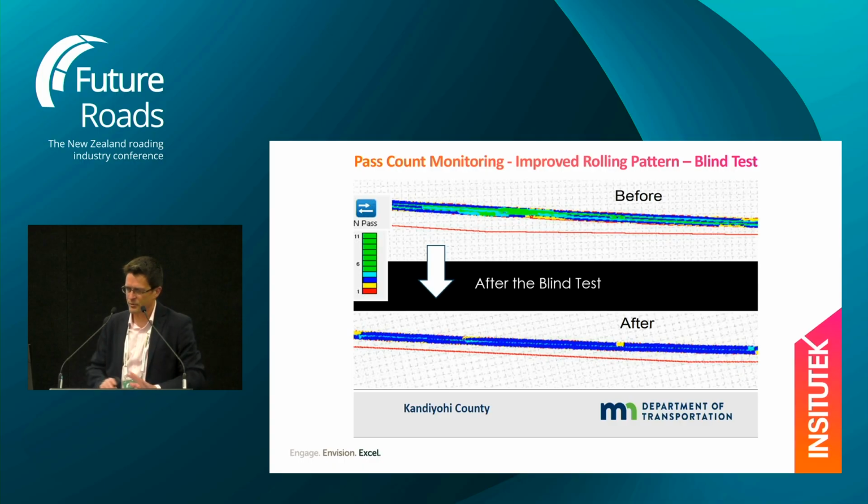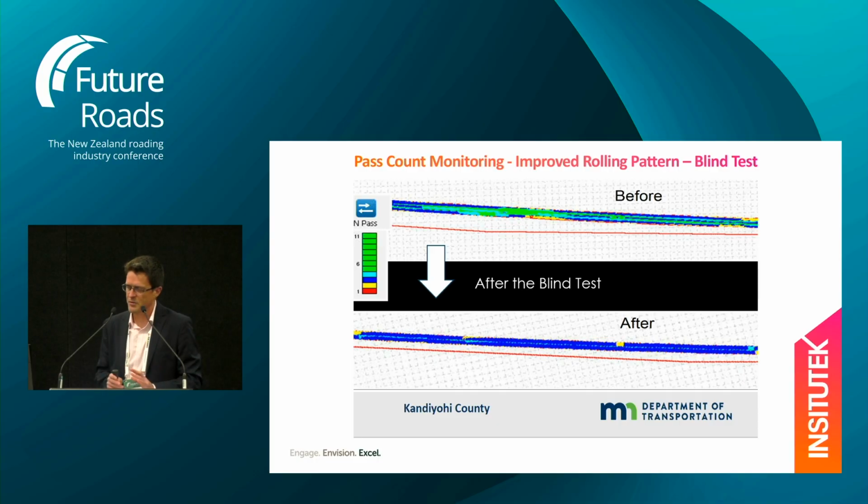So here's an example, and what I'm going to talk to you about to start with is pass count monitoring, okay? Very simple. It's a low-hanging fruit. So if you're going to start anywhere, I would suggest you start with pass count monitoring. So this is essentially instrumentation which is mounted on the rollers, which enable us and the operator to see where they've gone, where they haven't gone.